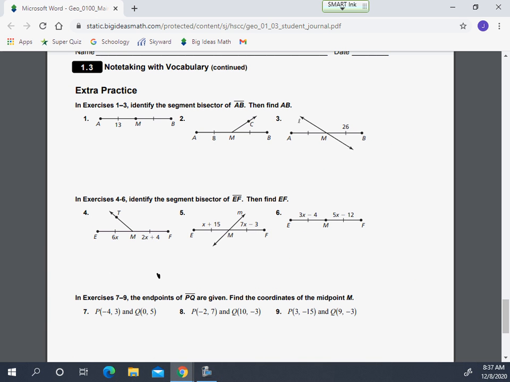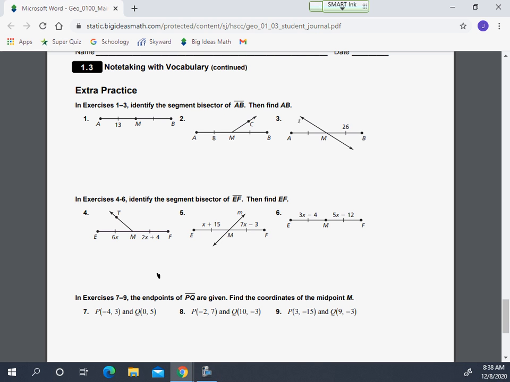So extra practice here. I'm going to go through a few of these, and then I'm going to let you do the rest. Exercise 1 through 3. Identify the segment bisector of AB. So we have to identify what is bisecting segment AB. Then we have to find AB.